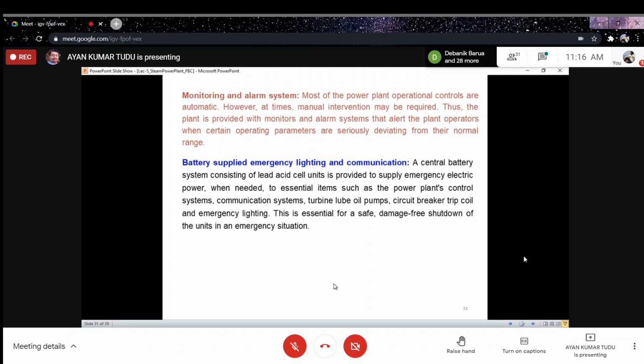And the battery supplied emergency lighting and communication. A central battery system consisting of lead acid cell units is provided to supply emergency electric power when needed to essential items such as power plant control systems, communication systems, turbine lube oil pumps, circuit breaker trip coil, and emergency lighting. So this is essential for safe damage-free shutdown of the units in an emergency situation.